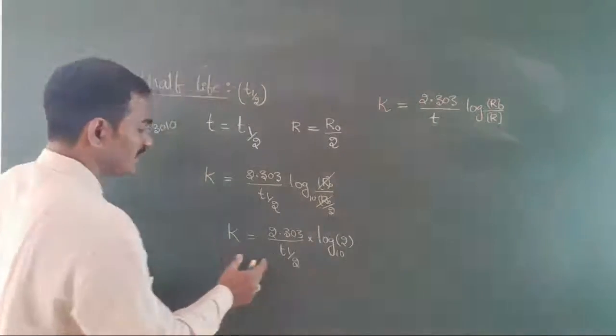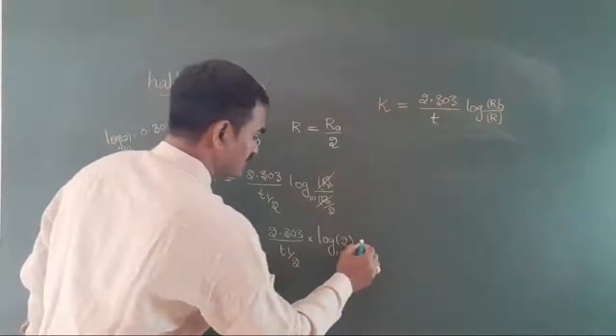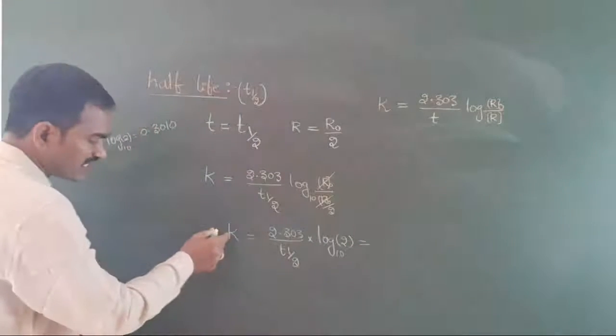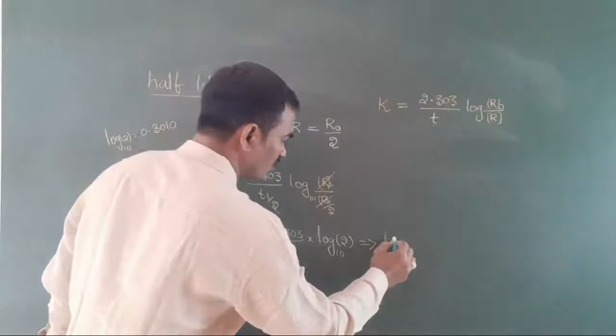Now here you see, instead of log 2 I am going to substitute its value here. This t half I am taking this side and K is going towards this side. Are you able to follow?